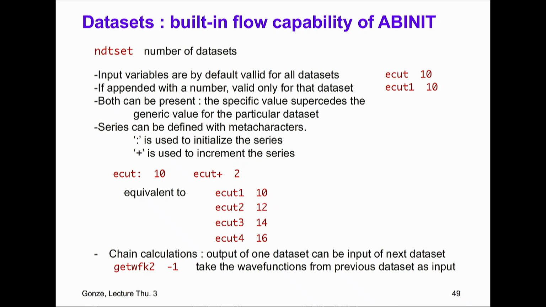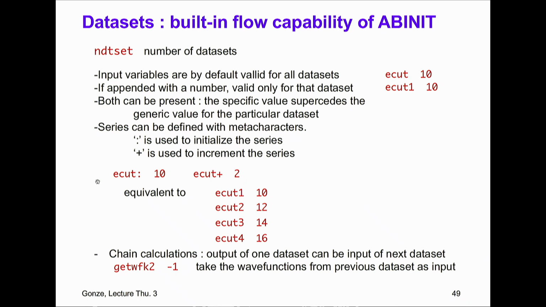If I had put ECUT 1 5 and ECUT 1 5 yes, and ECUT 10, then the first dataset would have used 5 and the other dataset would have used 10. Both can be present. The specific value supersedes the generic value for that particular dataset.